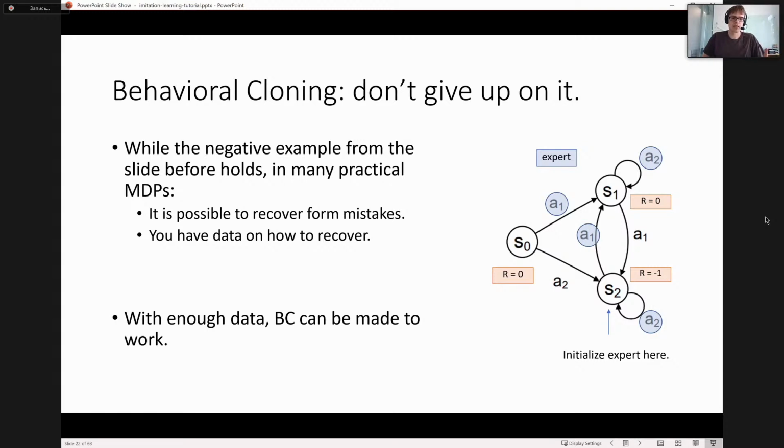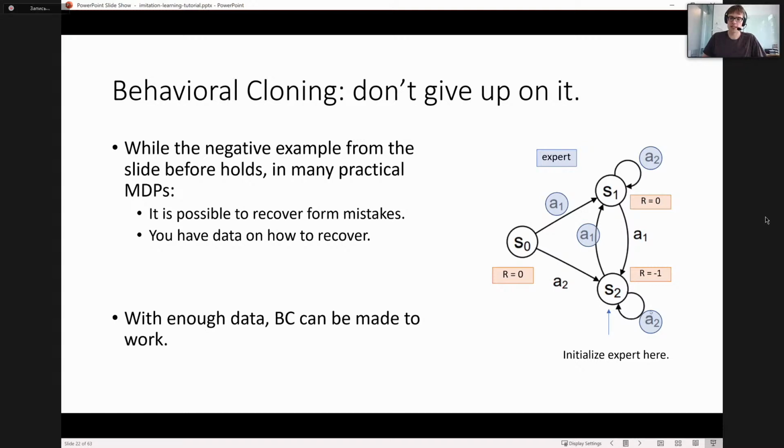The example in the previous slide holds. However, in many practical MDPs, it is possible to recover from mistakes, and in fact, you have data on how to recover. So if we go back to this original example, which breaks behavioral cloning, what we can do is initialize the expert in this state, right?